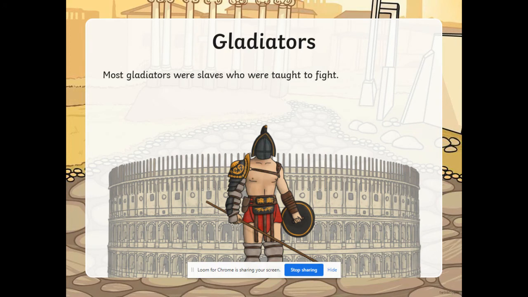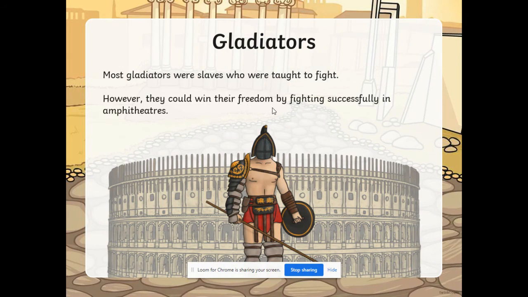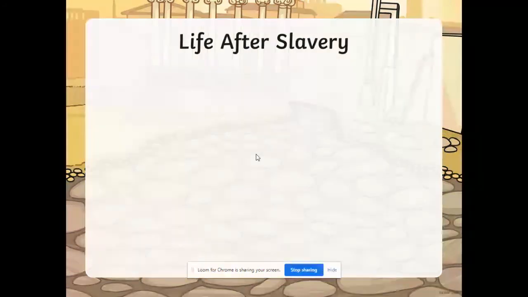Gladiators fought to the death in arenas like the one back here. It's the Colosseum in Rome. They were bought and sold like any other slave. Usually they were ex-soldiers that fought against the Roman Empire, so they were very good soldiers. However, they could win their freedom by fighting successfully in amphitheaters, when they fought well in places like this.